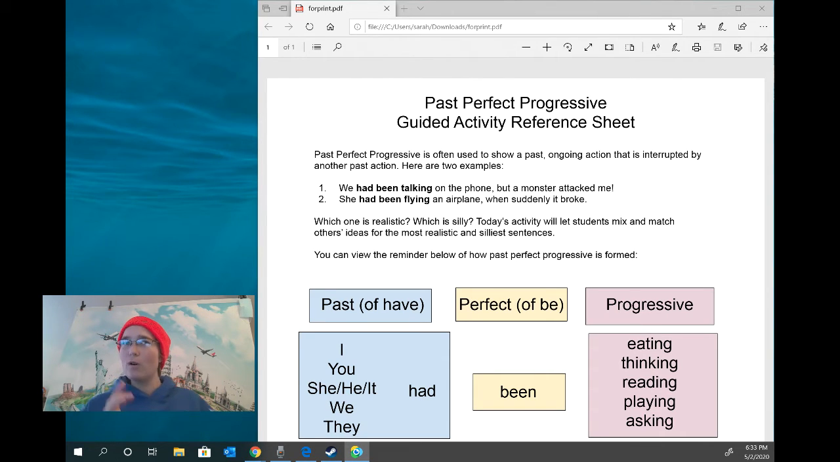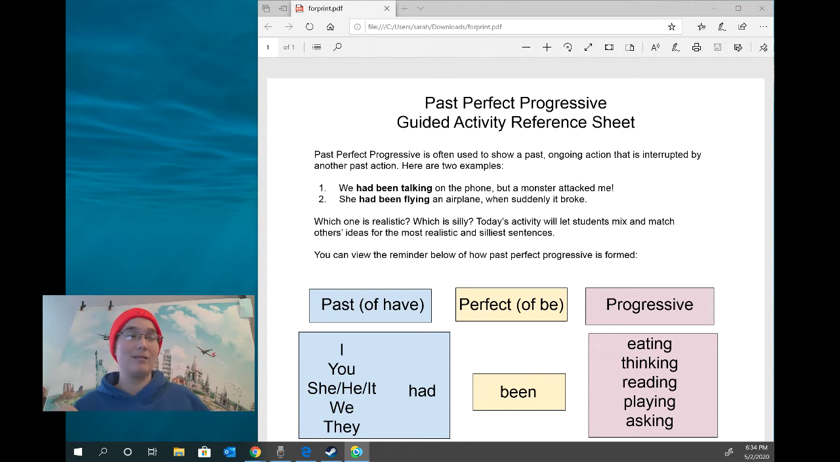I would like each of you to get 3 strips of paper, and for each sheet of paper, you are only writing the first half of the sentence. You end with a comma. Now remember, can someone read just the very beginning of this paper for me about past perfect progressive is often?